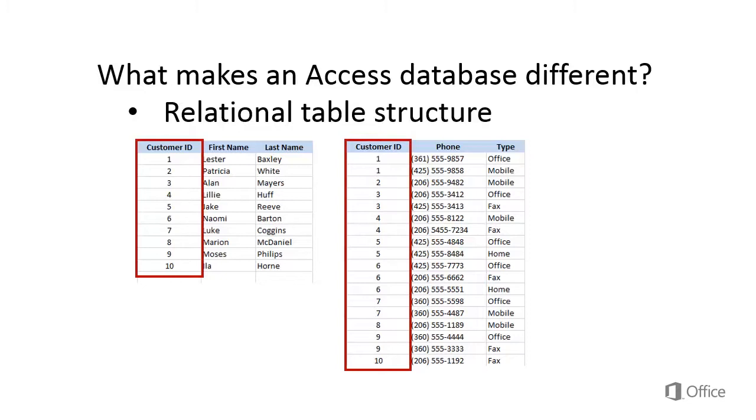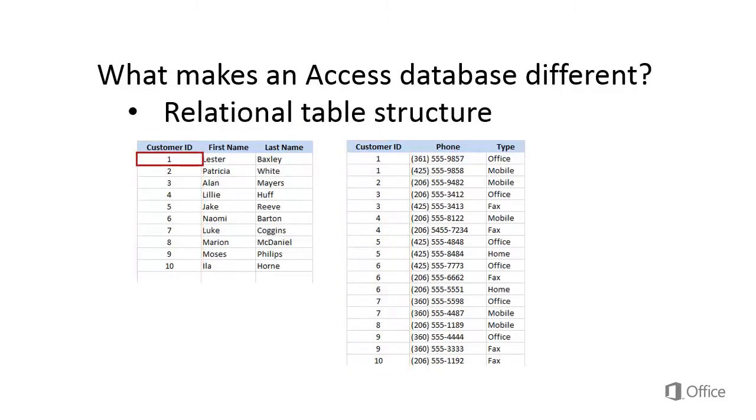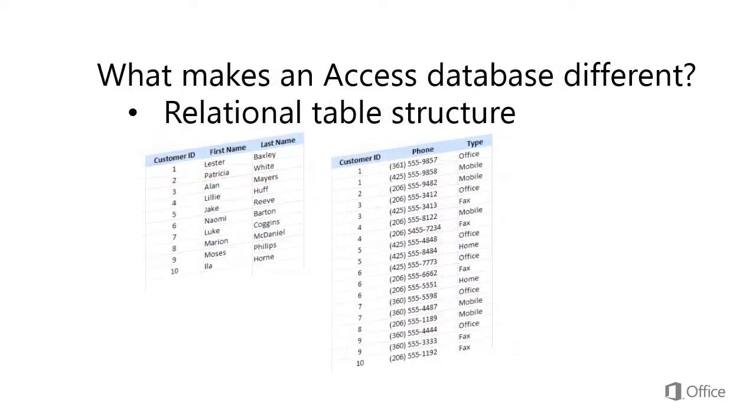Now, keys do two things. First, they assign a value of some kind to every row in a table, and you can see that Lester Baxley here has a value of 1 assigned to his name, and Patricia White has a value of 2 assigned to hers. Keys also link your tables together by sharing values between fields. For example, you can see that Lester's key value is shared with 2 phone numbers, and that makes those phone numbers his. You can also see that Naomi Barton has her key values shared 3 times, and so those phone numbers belong to her.